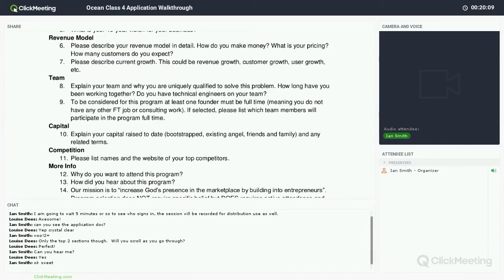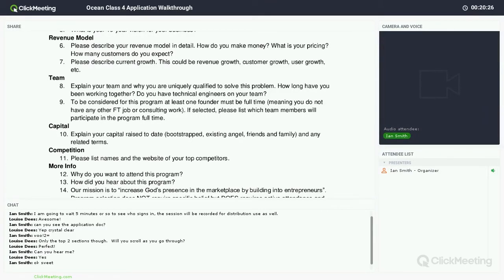All right, enough on question number 6. Let's jump to question number 7. Please describe current growth. This could be revenue growth, customer growth, user growth, etc. This one's pretty self-explanatory. You don't have to go into a big paragraph explanation here. It could be bullet points. It could be kind of an overview.